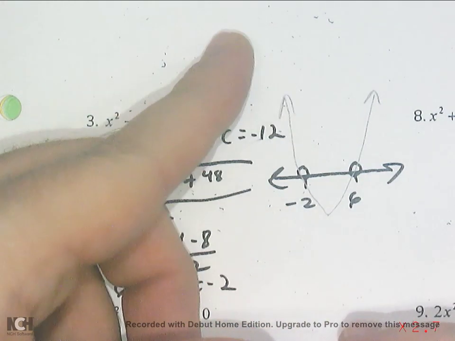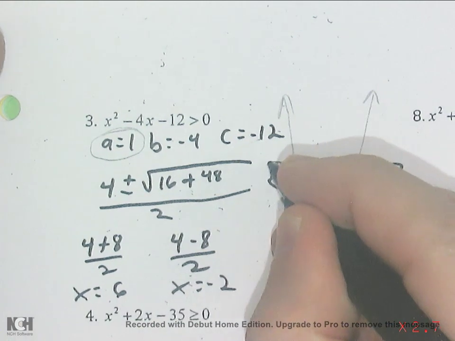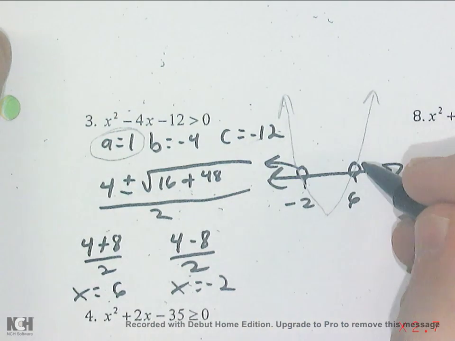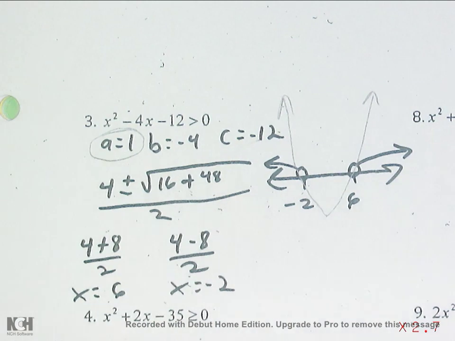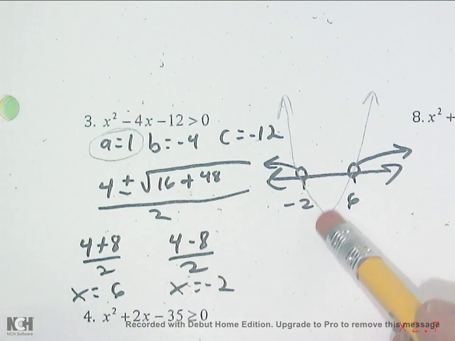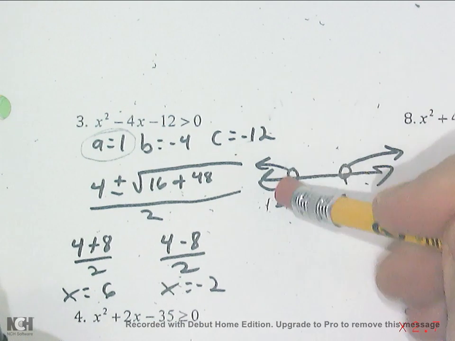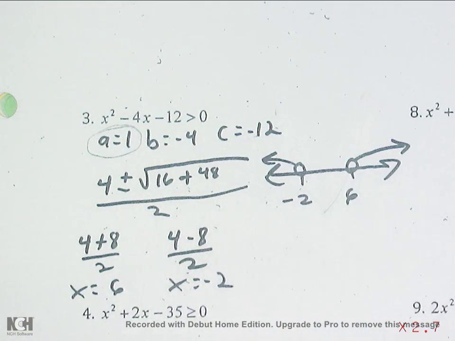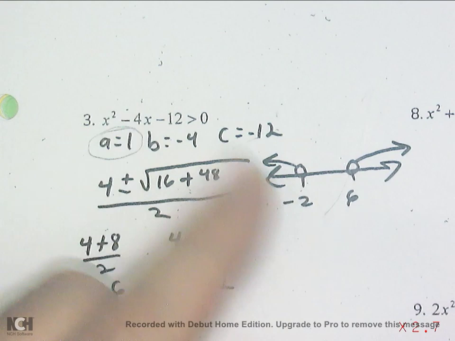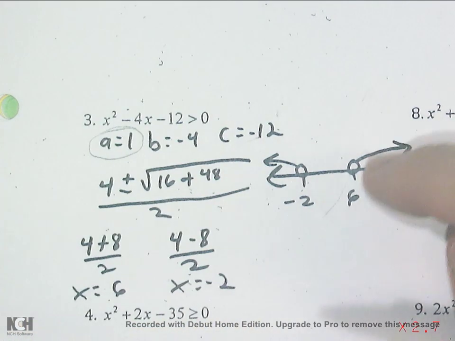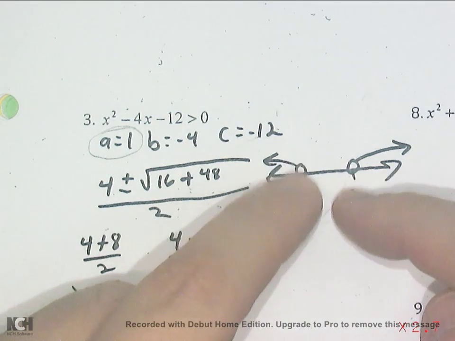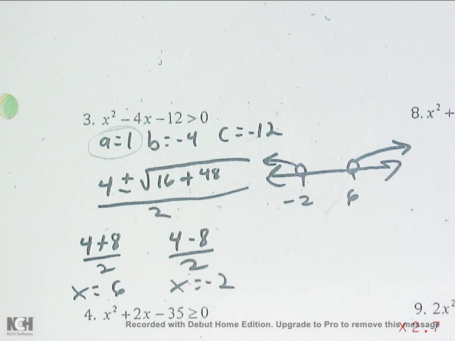Well, it looks like it's everything that's less than negative 2 and everything that's greater than 6. Everything between them would be underneath the x-axis. And now I'm going to erase this because I no longer need it. And that would be my number line. Everything that's less than negative 2 is going to be above 0. Everything that's greater than 6 is going to be above 0. Everything in between them was less than 0.